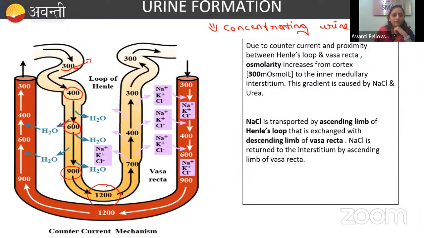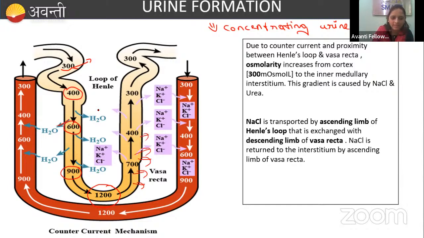Now what will happen in the ascending limb of the loop of Henle? The ascending limb is permeable to the electrolytes, right? It is not permeable to water. So here the electrolytes are going to be removed, reabsorbed into the interstitial fluid.